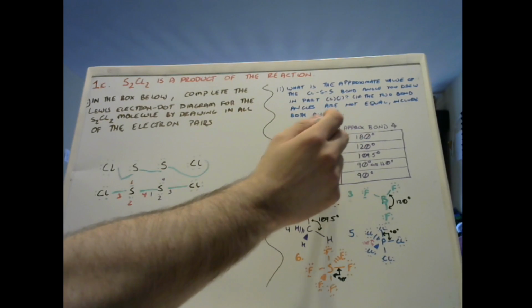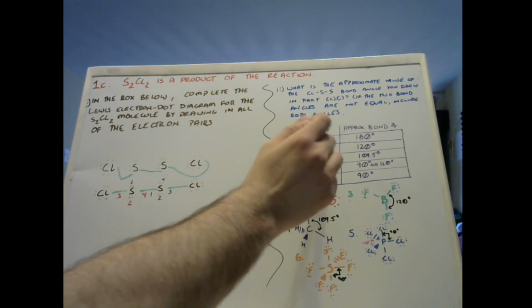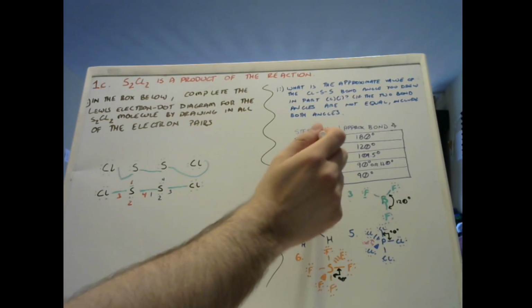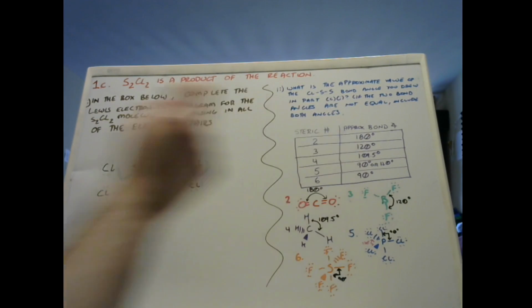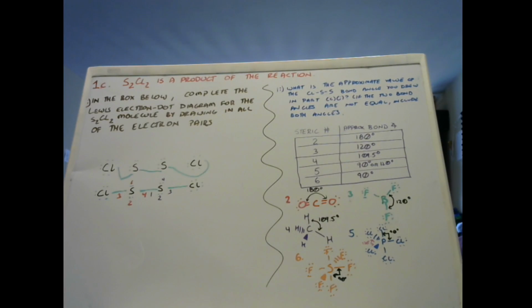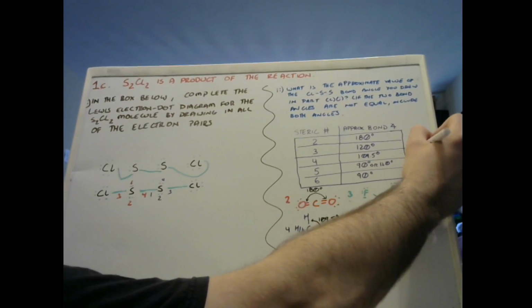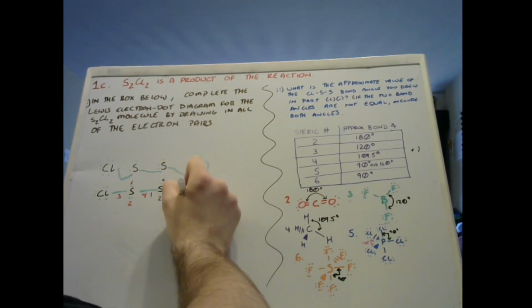Okay, and then you go down: if your steric number is 2, your bond angle is 180; 3, 120; 4, 109.5; 5, 90 or 120, depending; 6, 90. In this case, our steric number is 4 for both of them, so our answer is this 109.5 for a single point. And this drawing, by the way, was worth a single point.